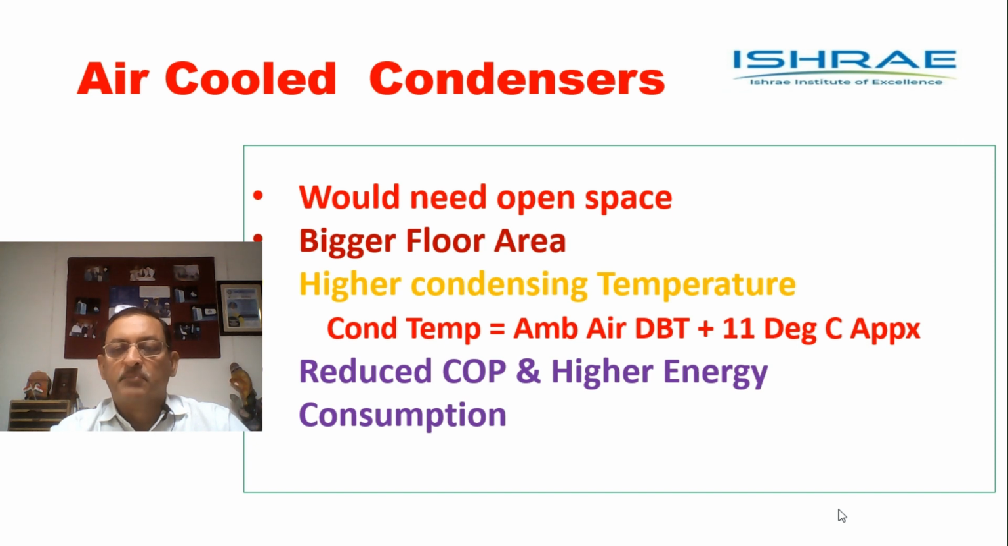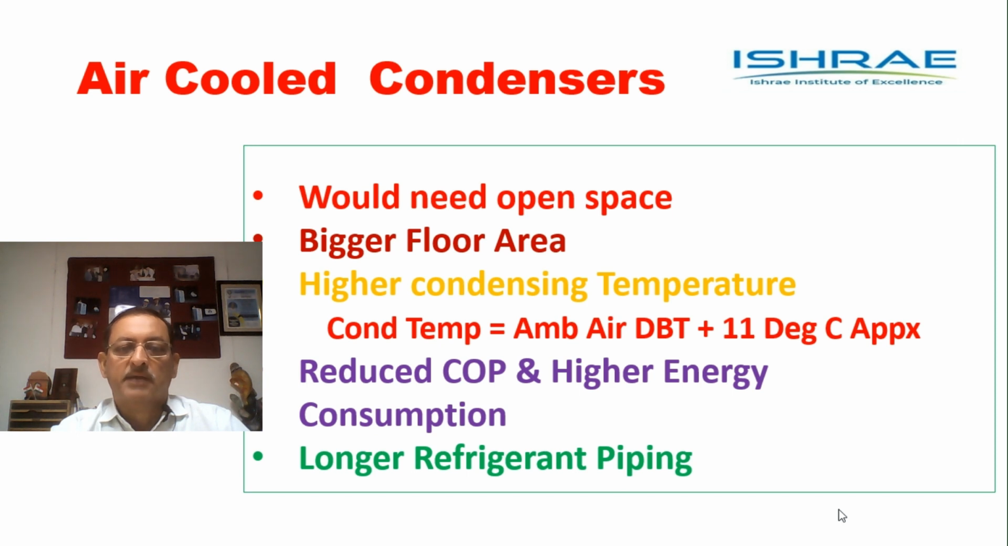This is a very high temperature, and as the condensing temperature rises, the coefficient of performance also gets reduced, and it would lead to higher energy consumption. It would also need longer refrigerant piping, because the refrigerant piping has to be from underground wherever the compressor and condenser and chiller have been kept. From there, the piping has to go to the rooftop where the air cooled condensers have been kept, and this would need longer piping. Longer piping means more refrigerant charge and also more possibility of leakages.